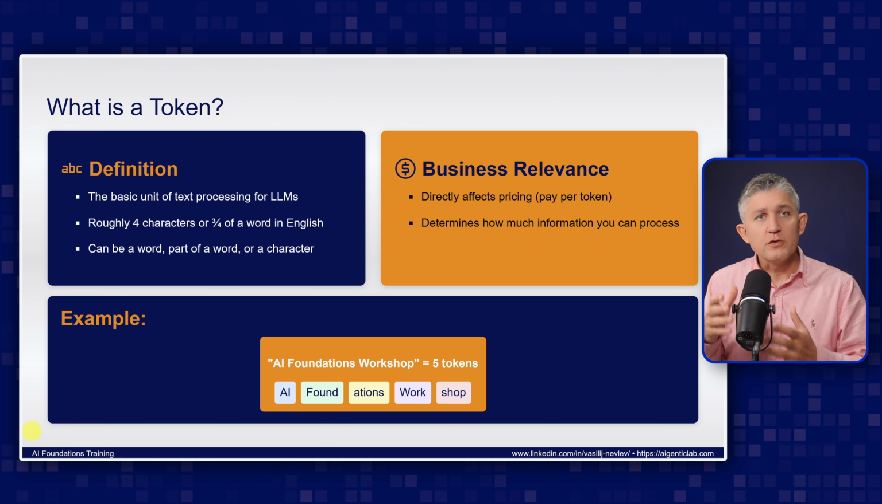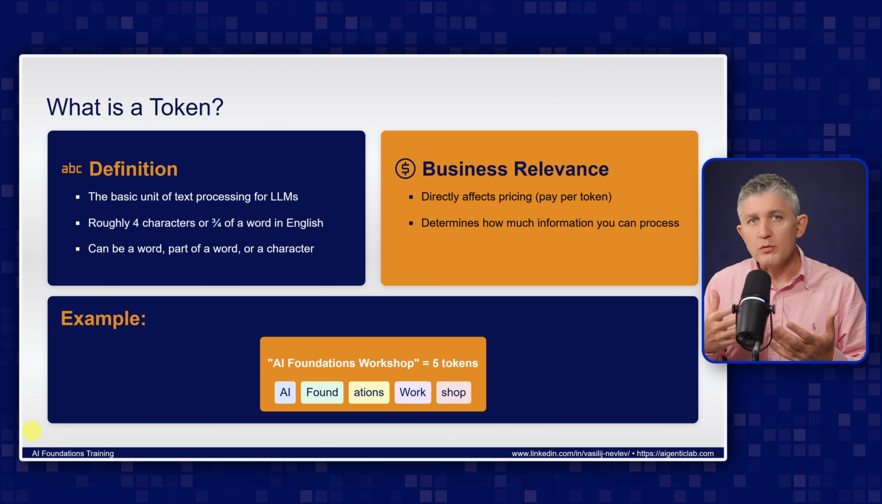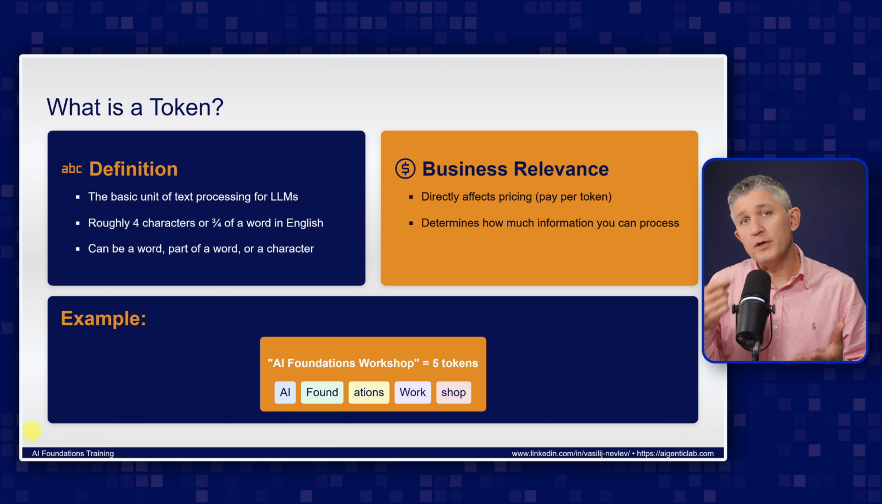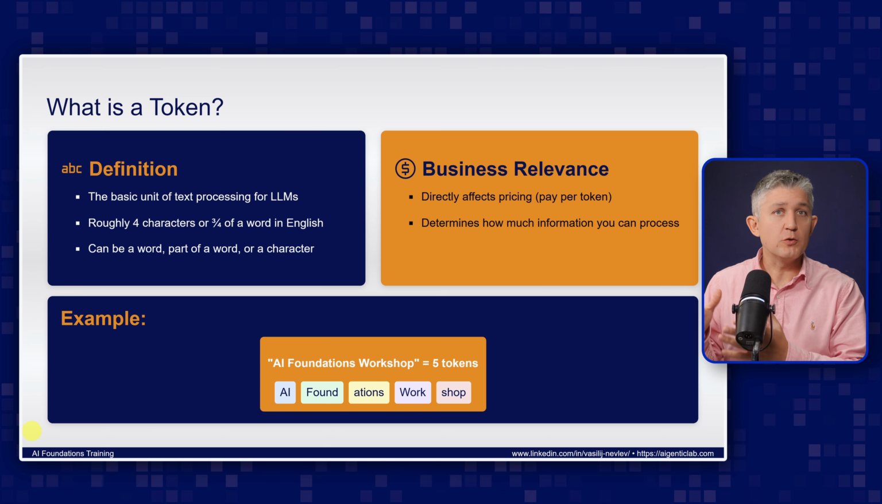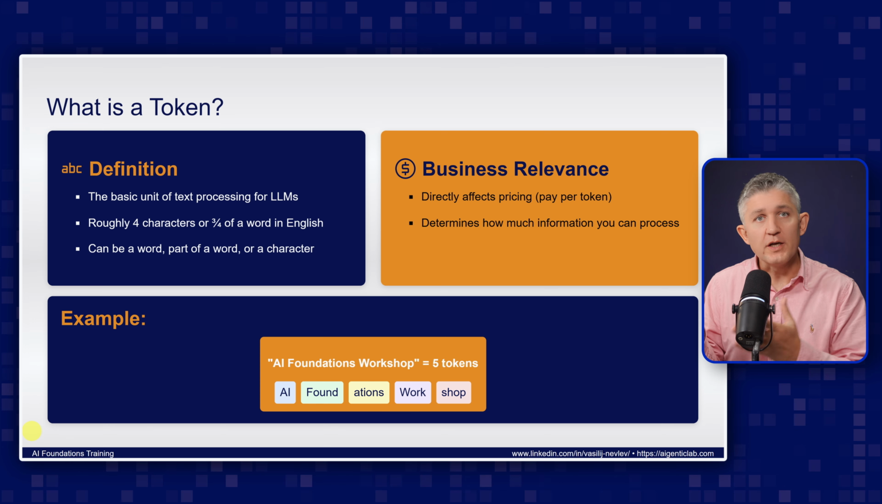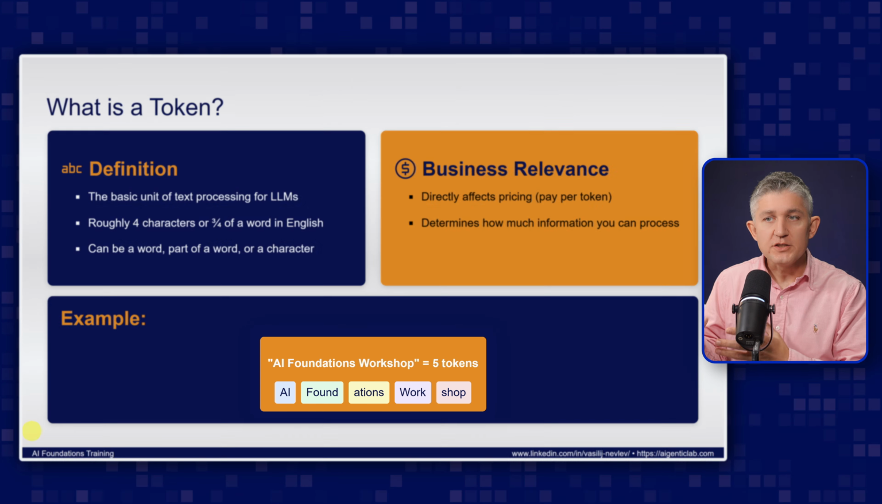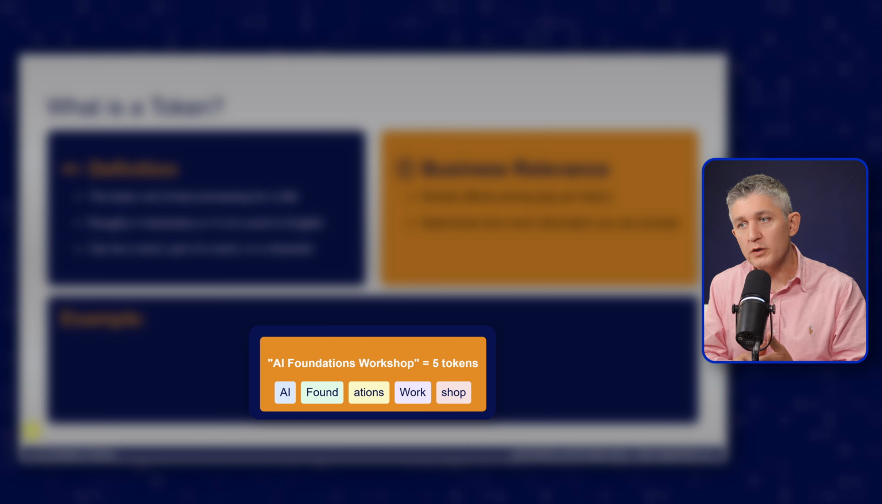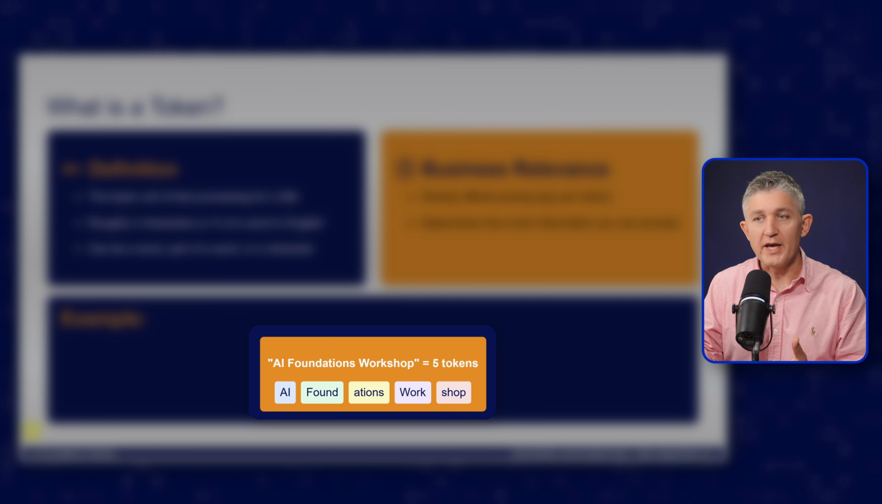Tokens are chunks of text, roughly three-quarters of a word in English. You pay per token. That means more tokens used, more cost, and often slower responses. Here's an example: AI Foundation Workshop is made out of 5 tokens: AI, Found, ations, Work, and Shop.